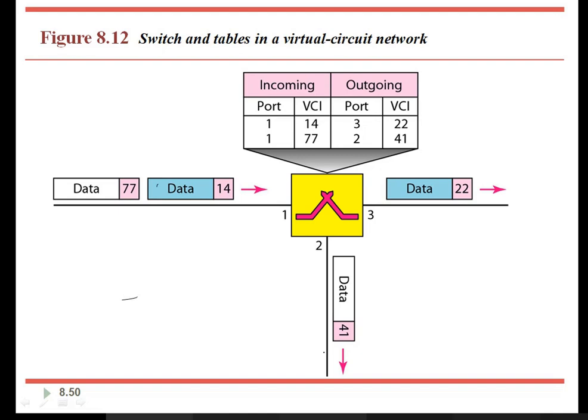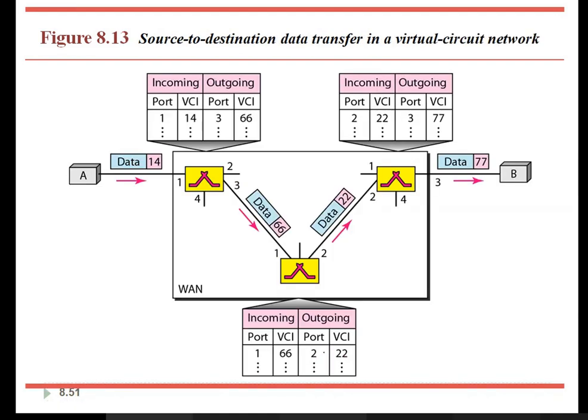So this is just for one node that I have explained. Let's move on to some more information, that is, if it is source to destination, how data transfer takes place. Just observe the diagram carefully. So here we have two nodes. You can consider it as a system or it may be a laptop.